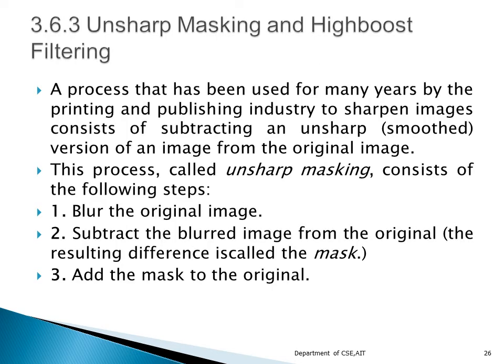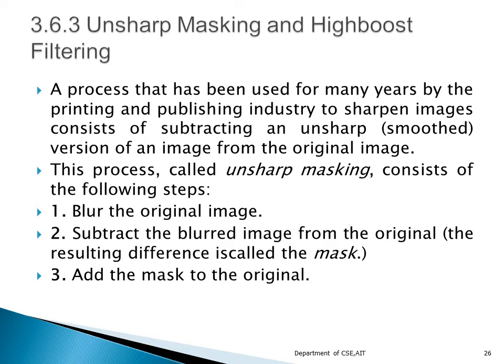Now we will see what is unsharp masking and high boost filtering. One process available in the printing and publishing industry sharpens the image by subtracting an unsharp, or we can say a smooth, version of the image from the original image. So first we smoothen the image, and then we take the difference. This difference is called unsharp masking.